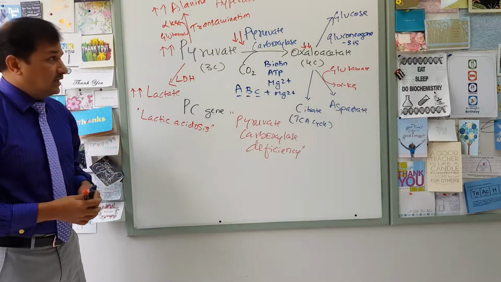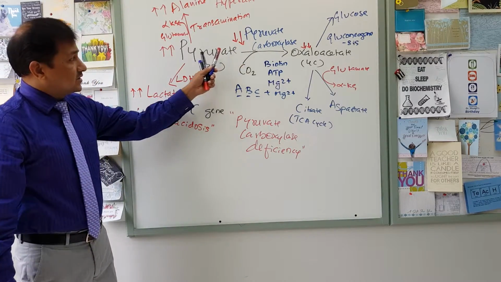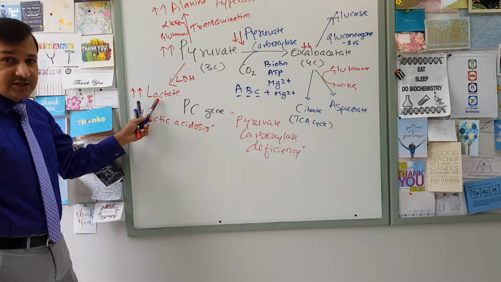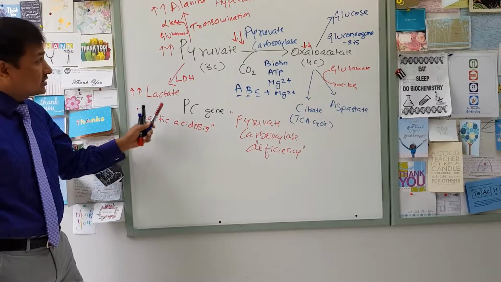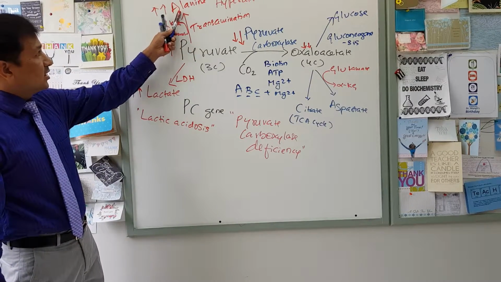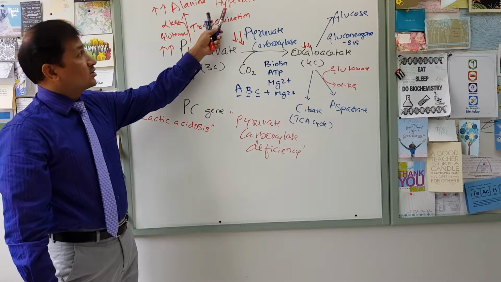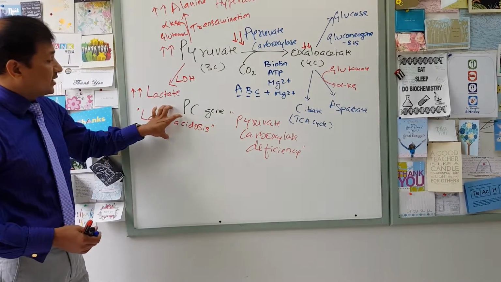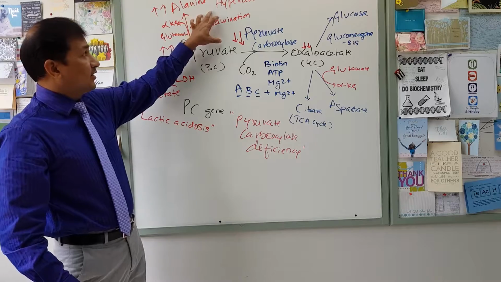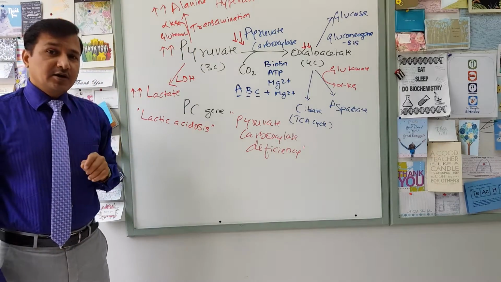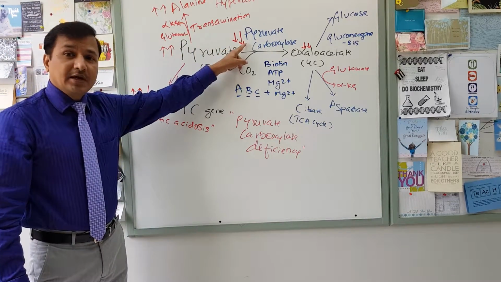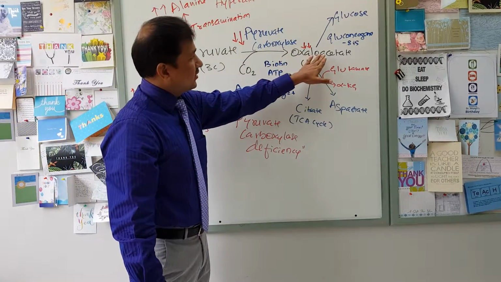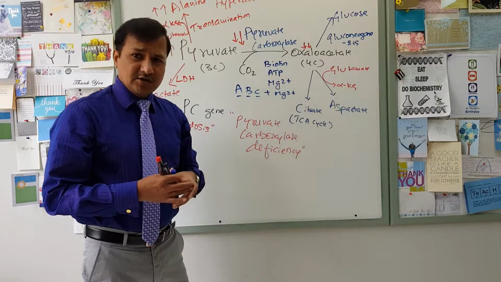So far what we have seen: pyruvate carboxylase deficiency, increase in pyruvate, thereby increase in lactate, that causes lactic acidosis. Increase in pyruvate causes increase in alanine, giving rise to hyperalaninemia. So make sure you remember this: excess lactic acid, excess alanine levels in the blood. You have to remember it could be because of pyruvate carboxylase deficiency. Now let's see what is the consequence of decreased oxaloacetate.